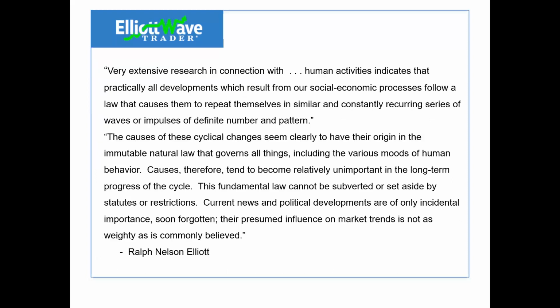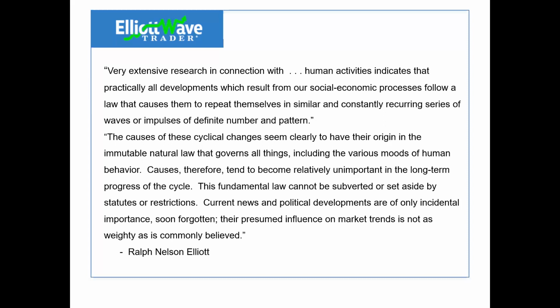As Elliott noted, very extensive research in connection with human activities indicates that practically all developments which result from our social economic processes follow a law that causes them to repeat themselves in similar and constantly recurring series of waves or impulses of definite number and pattern. Elliott went on to further state the causes of these cyclical changes seem clearly to have their origin in the immutable natural law that governs all things, including the various moods of human behavior.